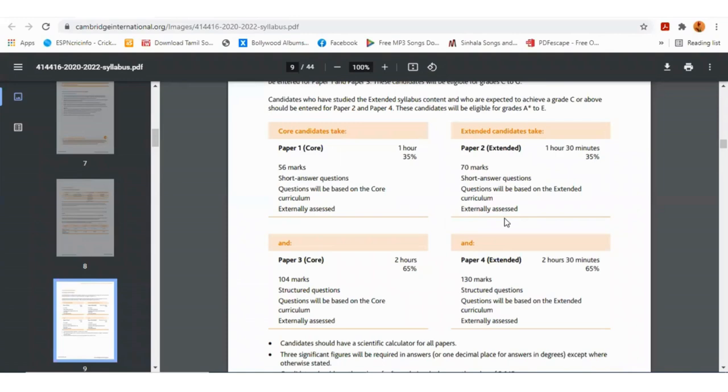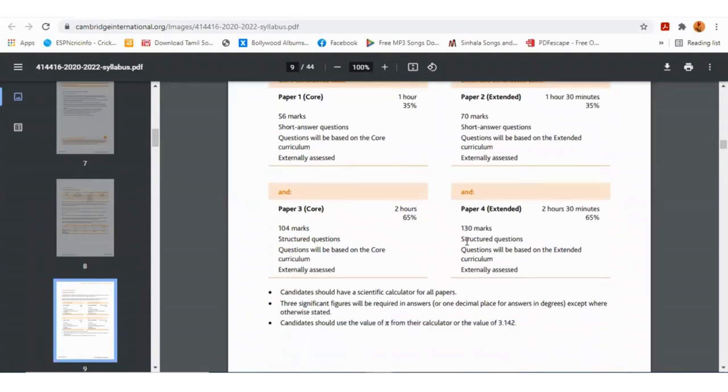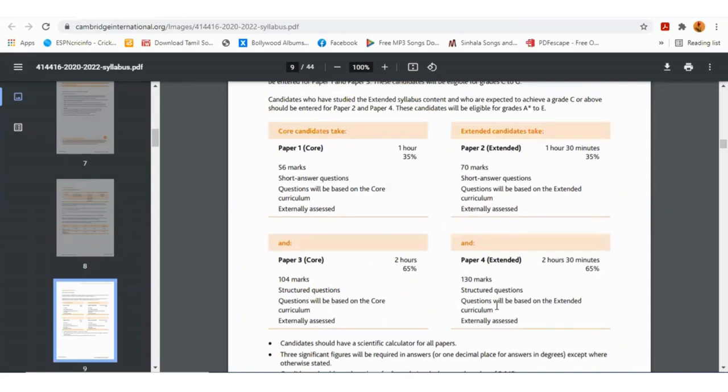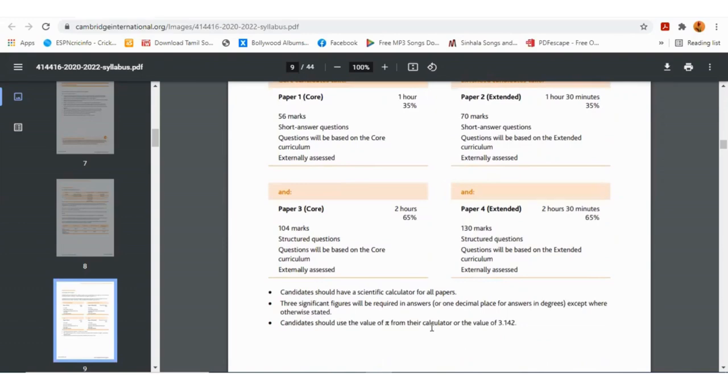Okay, another thing to notice is that all these papers, regardless of whether you're core or extended and which paper you're sitting, can use a scientific calculator. Okay, and it also mentions that you have to use 3 significant figures for answers where possible. And if you do not use pi, then usually the calculator value of 3.142 is what is going to be taken for the question.